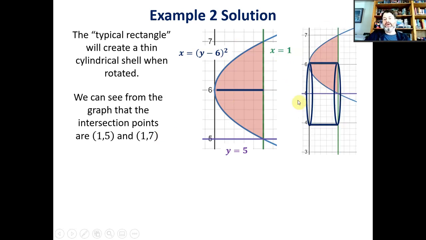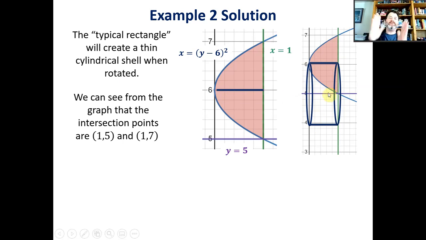So when we go to rotate this thing, remember, here's our typical rectangle. Here's the line we're rotating around. So I kind of pulled back the zoom a little bit, and you can see what this looks like when it turns into a circle. So this is our shell. So we know what the height of the function is. Everything's kind of on its side, so the height is actually the width, but we're calling it height because we're talking about this cylinder.